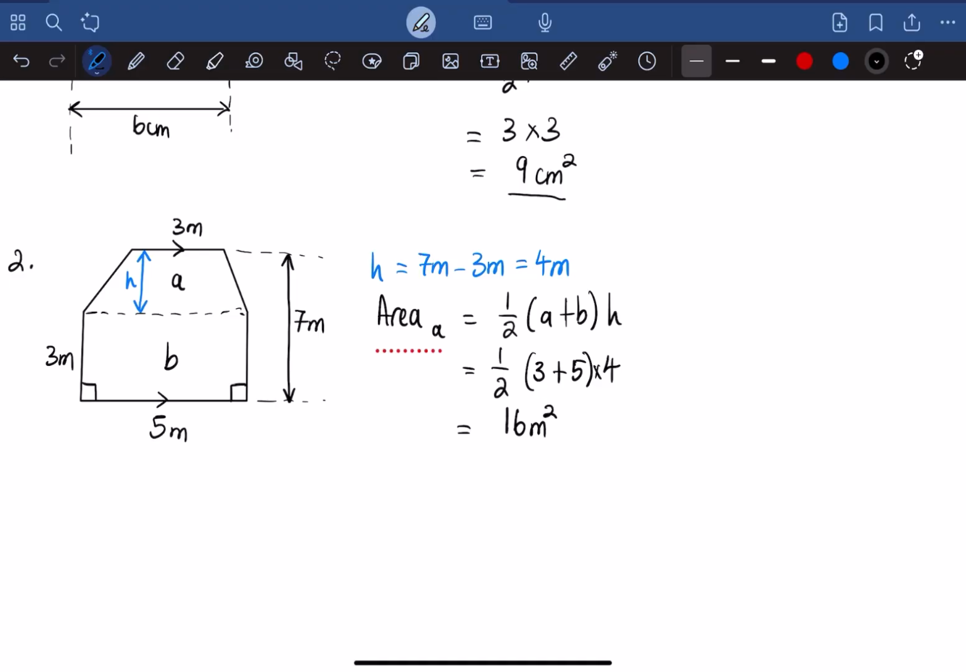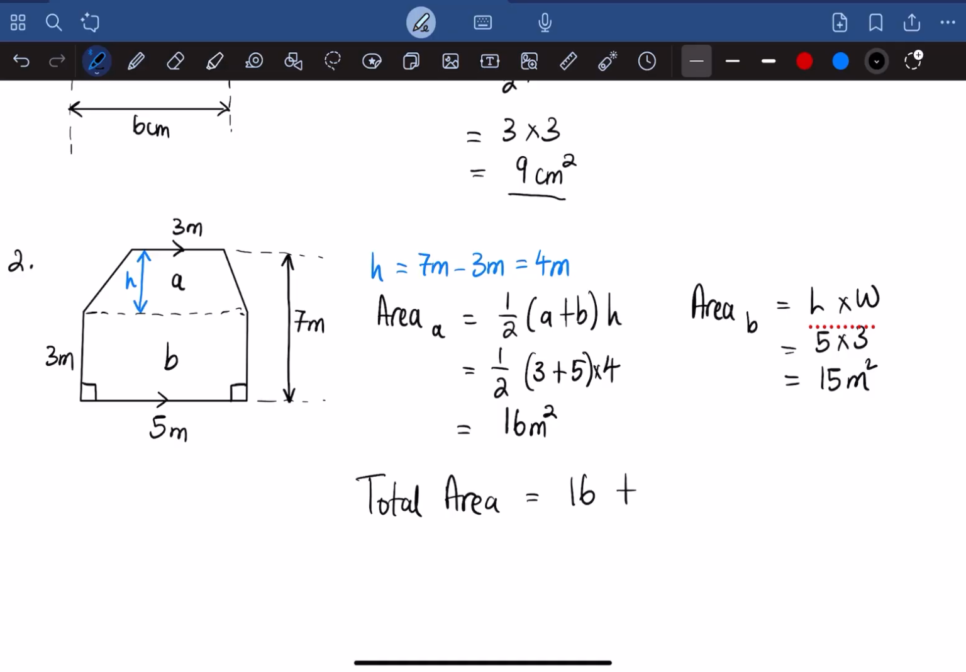I'm going to go ahead and look for the area of shape B, which is the rectangle, and that is length times width, which is 5 times 3, and from this I get 15 square meters. Now the total area of the entire shape is going to be 16 plus 15, which gives us 31 square meters. That's the area of the shape that we're given in example number 2.